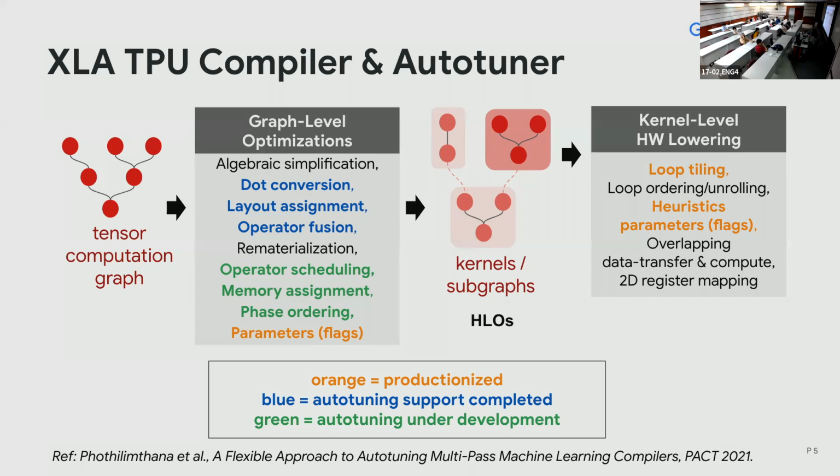So we call these kernel level optimizations. These include things like what the loop tiling structure of that kernel is, and what the tiling size would be, for example. All right, and in this slide, I also highlight some of the optimizations in colors. These are the ones that we already have support for auto-tuning, where the orange ones are the ones that we have supported and deployed to use in production. The blue one is ready to be deployed, and the green one is under active development.